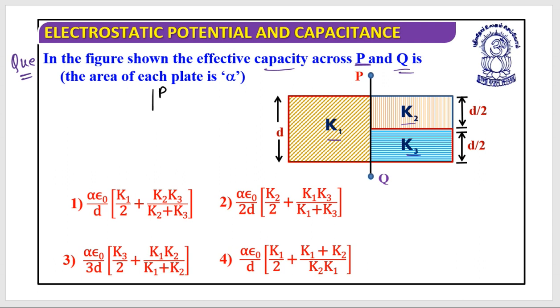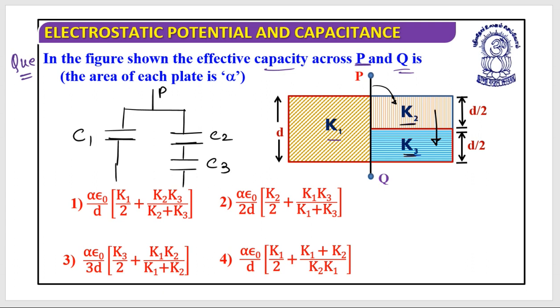So what I can do is, let's say this is P. This is my first capacitor, C1. This is my second capacitor, and this is my third capacitor. As charge enters here, it needs to move through these two. It is not having any option, which means these two are connected in series. So I write C2, C3, and these are connected with this, Q, something like this. I hope this is clear.